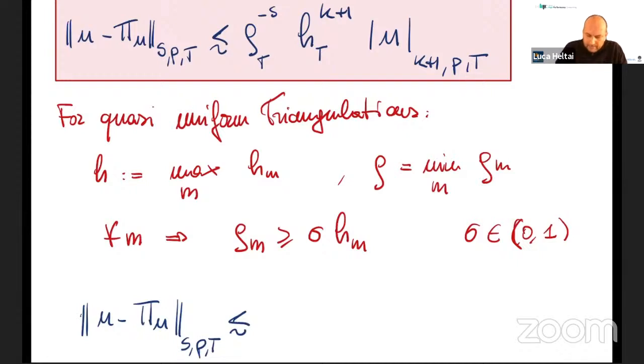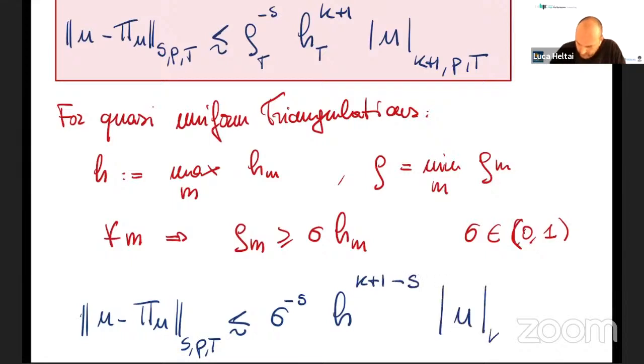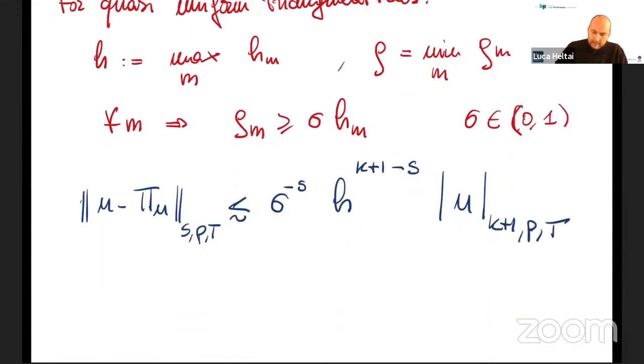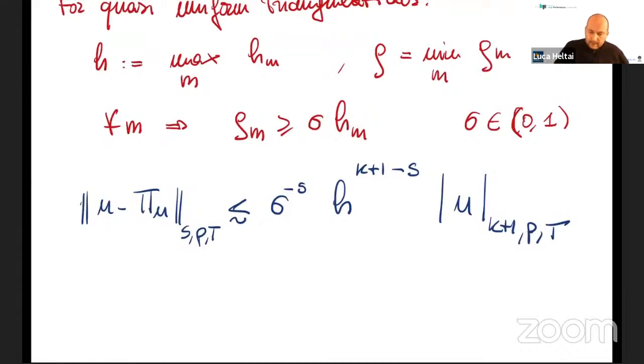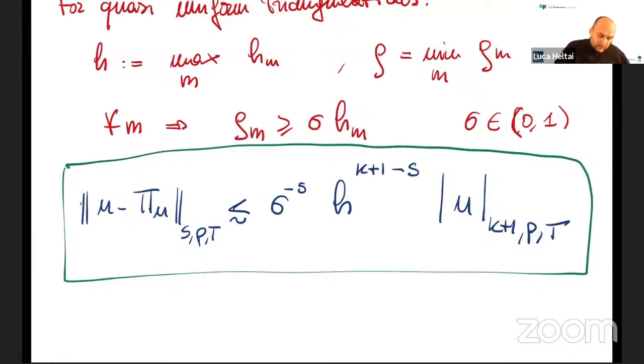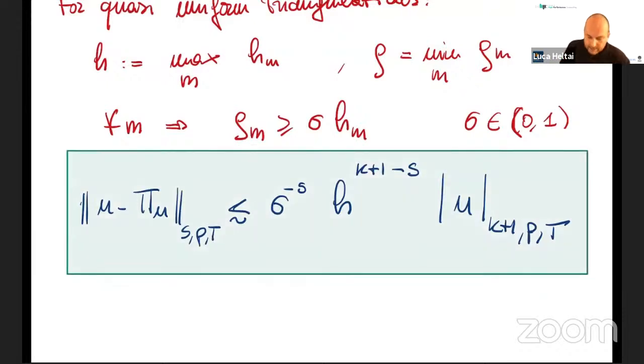So we know that rho_M is greater or equal than sigma H_M. So when I take the inverse of this, I know that this is smaller or equal than sigma to the power minus S. And this becomes H to the power K plus one minus S, and you have the seminorm of U, K plus one, P, T. And if this sigma is independent of the triangulation, then this is usually the estimate you find in various books on finite element methods. So this sigma is a constant value that tells you the quality of the triangulation. In a certain sense, if your triangulation degenerates, the error estimates that you get degenerate in the same way. So, questions so far?